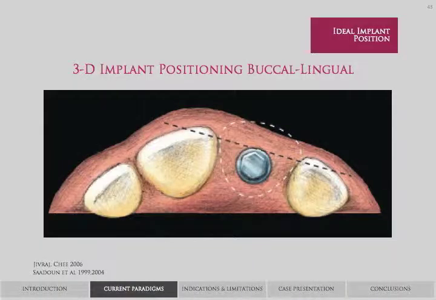Buccolingually, where do we want to place our implant? We always want to draw a line, and this is not the line to look at. The line to look at is where the most outer portion of this tooth and the most outer portion of this tooth meet. Right at that line, you never want the implant to be touching that line. Always want it to be more palatal than that line. If it comes a little bit close to that line, that's where you might have some issues. And that's when you see the grayness.